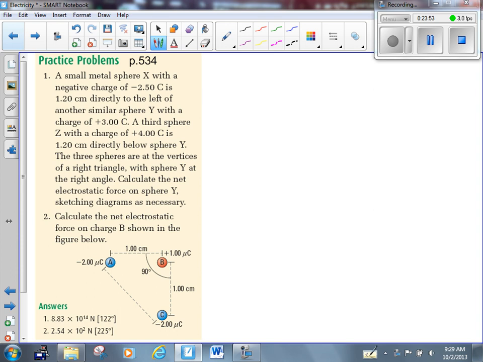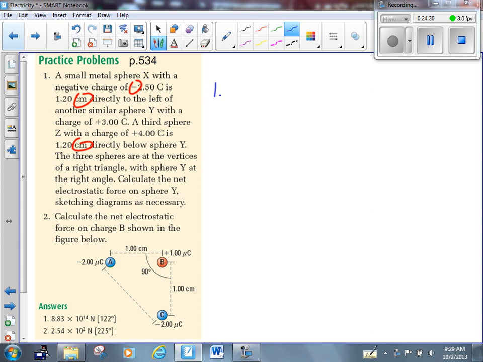Let's do one of these questions. Which one do you want to do here? First one? Okay. Second one might be a little bit easier because you have the diagram already drawn for you. You don't have to interpret the wording of it. Okay, number 1 says a small metal sphere, sphere X, with a negative charge of 2.5 is directed to the left of another one, sphere Y. That's negative, by the way, and that's centimeters. And we got positive charges for the rest of them.